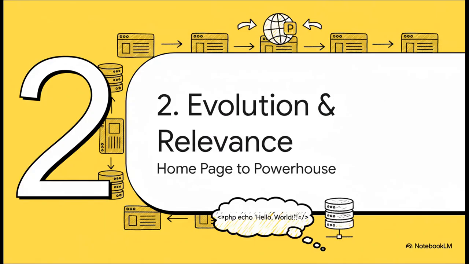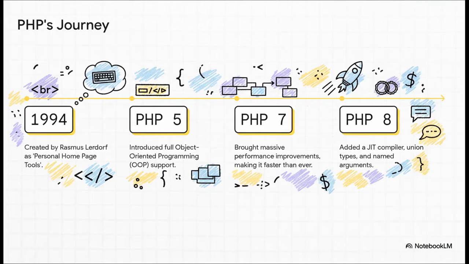Okay, so you might be thinking, isn't PHP kind of old? And it's true, it's been around since the 90s. But its evolution from a simple set of tools to a modern powerhouse is precisely why it's still so crucial today. It all started back in 1994 as personal homepage tools, but things got serious pretty quickly. PHP 5 was a game changer, introducing full object-oriented programming. Then PHP 7 came along and delivered a huge speed boost. And now, with PHP 8, we have modern features like a just-in-time compiler, which makes code run even faster. Each step has made it more powerful and more efficient.